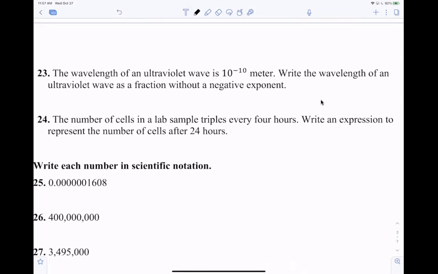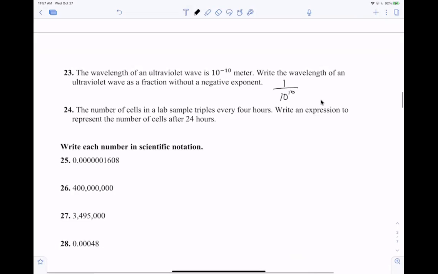The wavelength of the ultraviolet wave extends to the -10. Write the wavelength of an ultraviolet wave as a fraction of a -10. So what would I do with that? You'd have 1 on top, and then you have 10. You are amazing. That was really good. All right. Ooh, this one's a nice one.